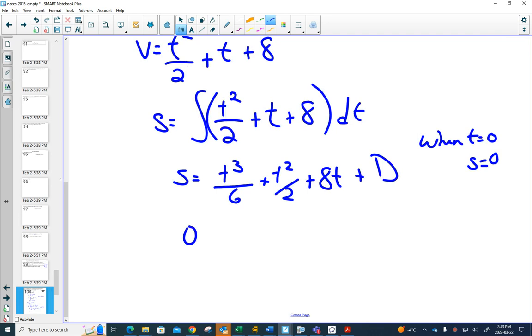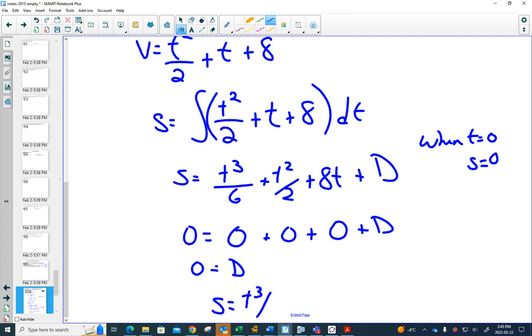So we can plug that in. S is 0, t is 0, so this will be 0 plus 0 plus 0 plus d. We'll have to write plus 0. That would be our equation for our displacement.